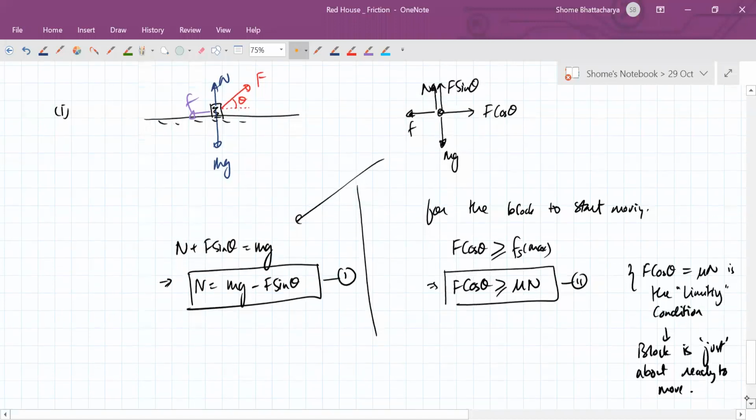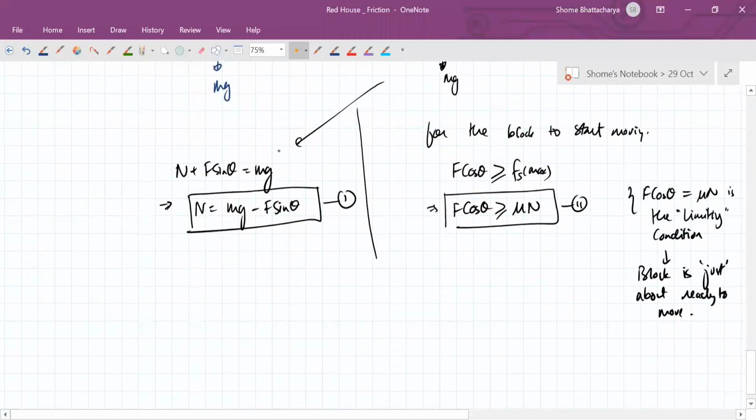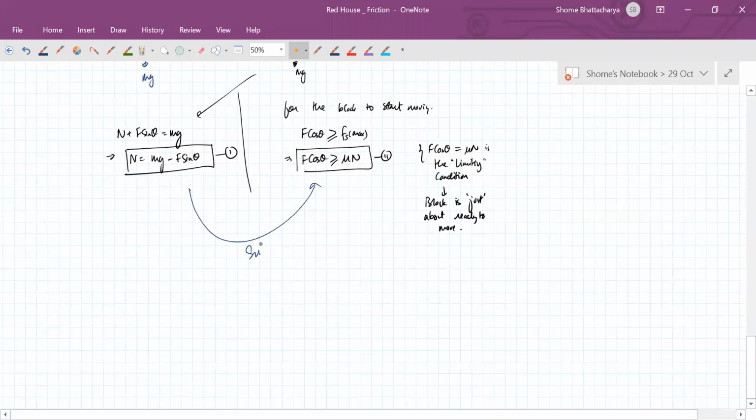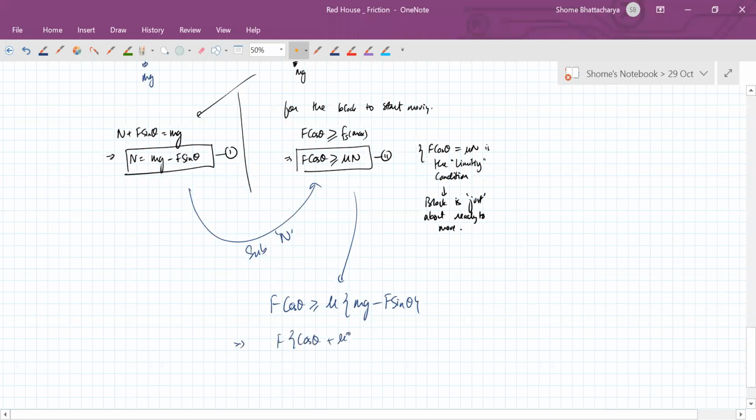Now from this, to find the minimum value of F, we have to substitute the value of N here. So substitute normal reaction here. And this equation becomes F cos theta should be greater than or equal to mu into mg minus F sin theta. That means F into cos theta plus mu sin theta should be greater than or equal to mu mg. So that means F should be greater than or equal to this thing.